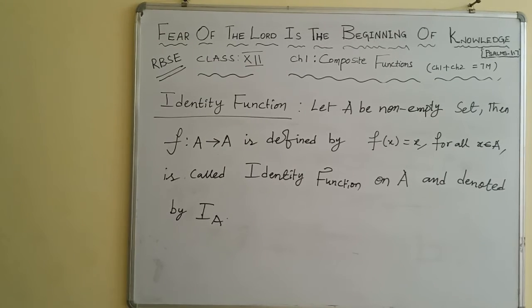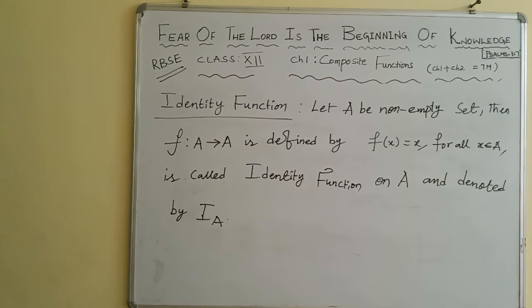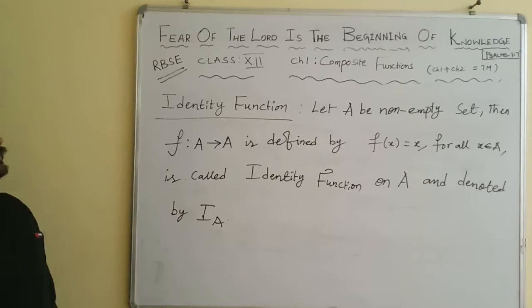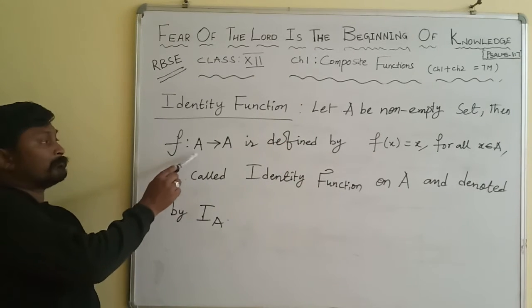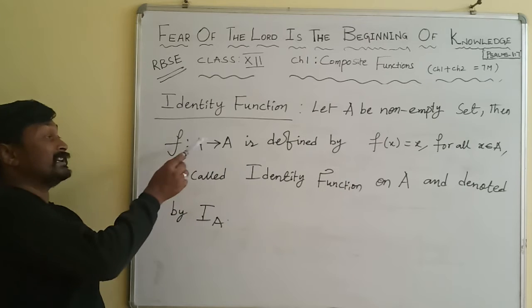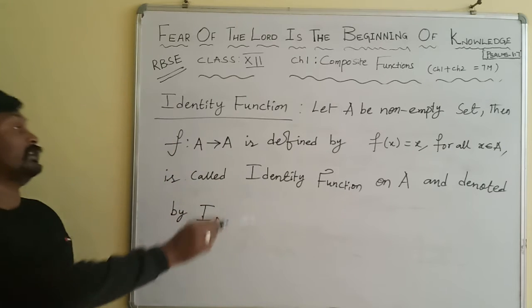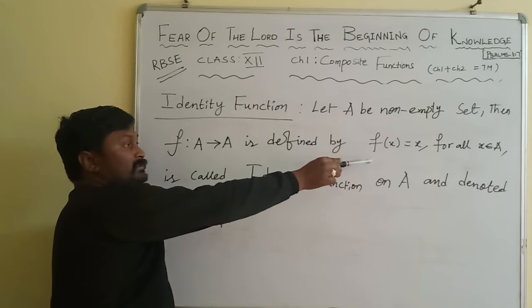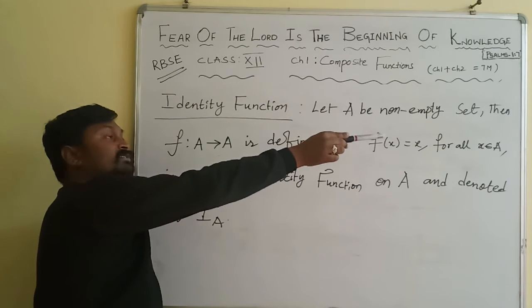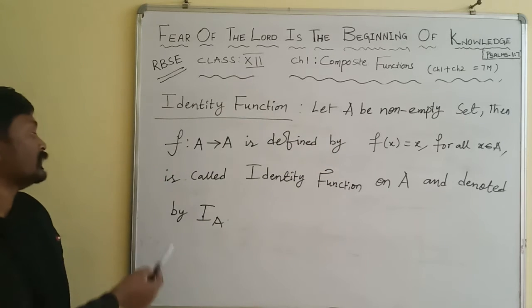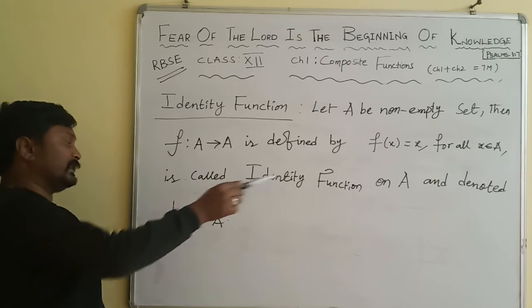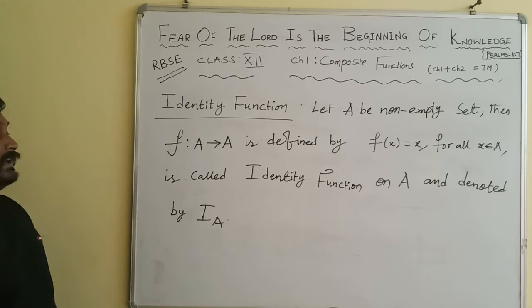right. Now we are going to discuss identity function. Let A be any non-empty set, then f maps A to A, meaning set A to set A only, defined by f of x is equal to x for all x belongs to capital A, is called identity function on A and denoted by I_A.